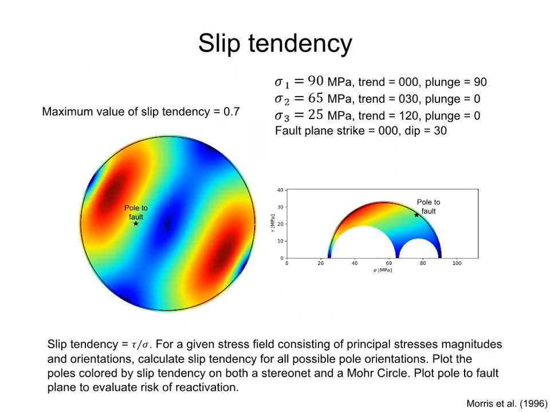The slip tendency is the ratio between the shear and the normal stress on a plane. It is a measure of the potential for fault reactivation. For a given stress field consisting of principal stresses magnitudes and orientations, we can calculate the slip tendency for all possible fault plane orientations. We can then plot the poles to the faults, colored by slip tendency, on both a stereonet and a Mohr circle. Likewise, we can superimpose on these diagrams the pole to a specific fault plane, to evaluate the risk of reactivation on that plane. In the class, we will use Python programming to do this.